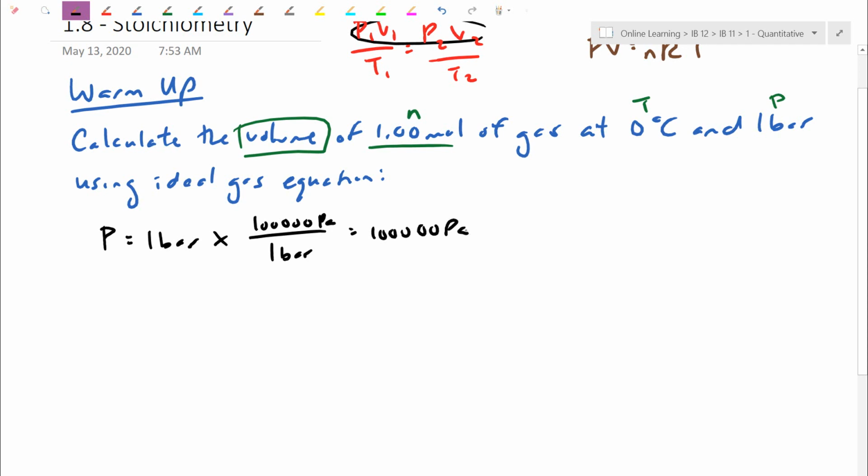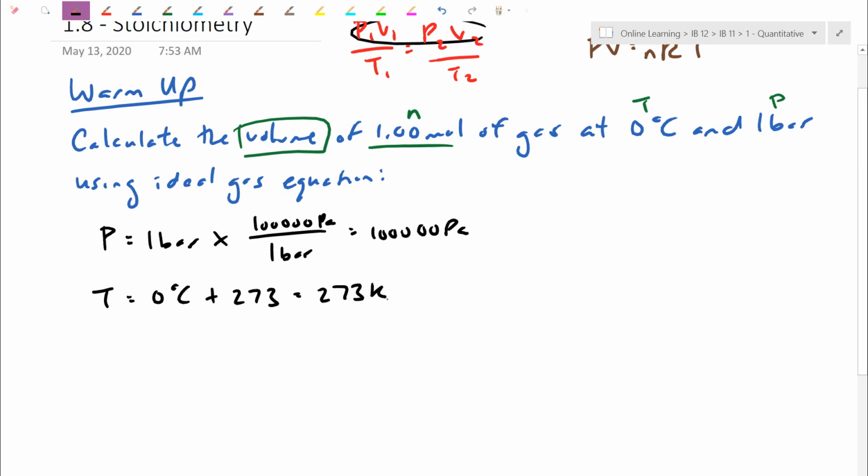We're going to get volume out in the SI unit. Volume's unit is supposed to be meter cubed, so I don't need to convert that right now because I'm calculating for volume. Temperature I do need to change. Temperature here is currently 0 degrees Celsius. The SI unit for temperature in these formulas has to be the Kelvin temperature. So I'm just going to rescale it by 273, and that gives me 273 Kelvin.